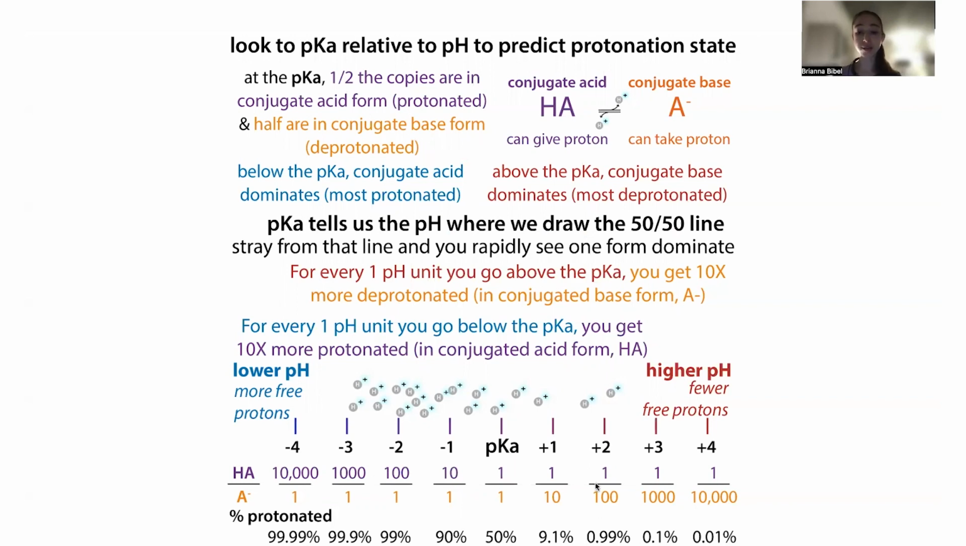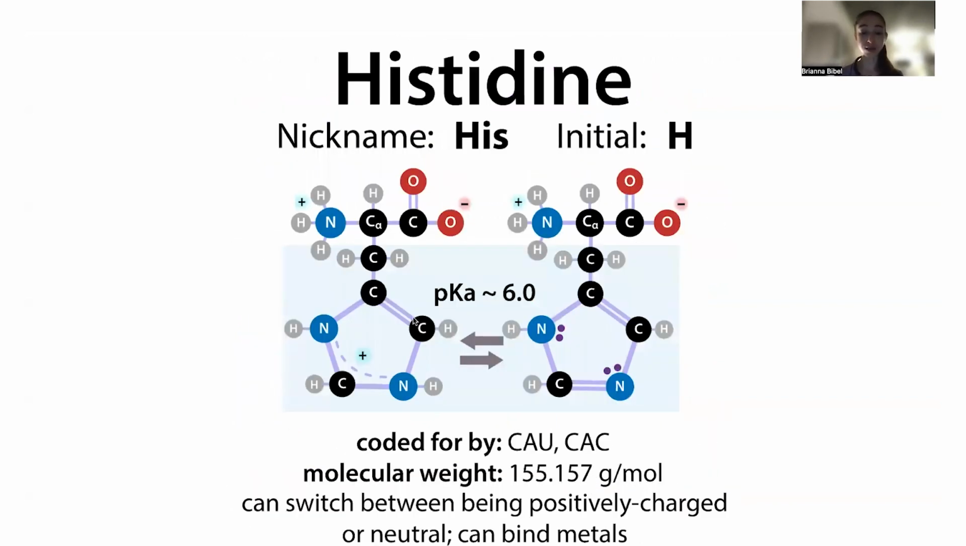So we're looking at somewhere between 1 to 10% of the histidine in our bodies being in this protonated state, and the rest of it being in this deprotonated state. We call this imidazole, and we call this the imidazolium ion. An ion is a charged thing. This is positively charged, so we call it a cation.